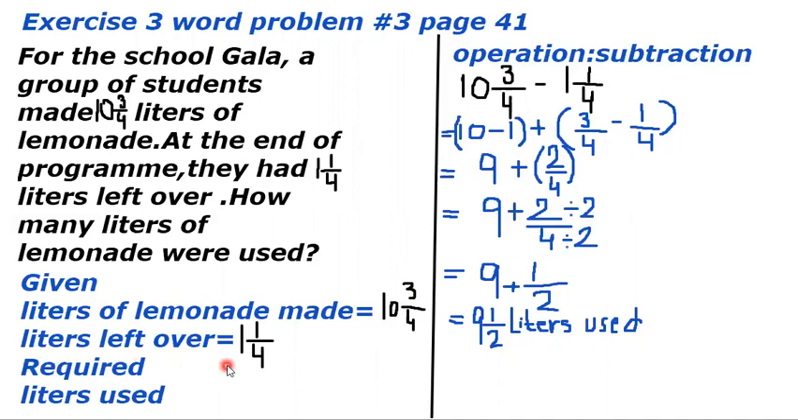Now liters left over. They sold the lemonade and at the end of the gala, the leftover liters was 1 whole 1 upon 4 liters. 1 liter is left, and 1 upon 4 means that if you have 1 liter and you divide that 1 liter into 4 parts, out of 4 parts, only 1 part is left over. 1 whole 1 upon 4 liters gives this sense.